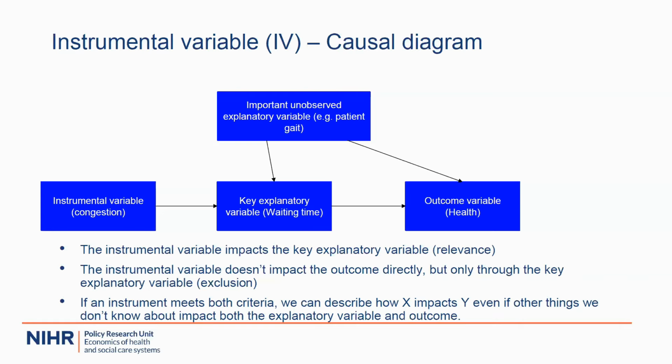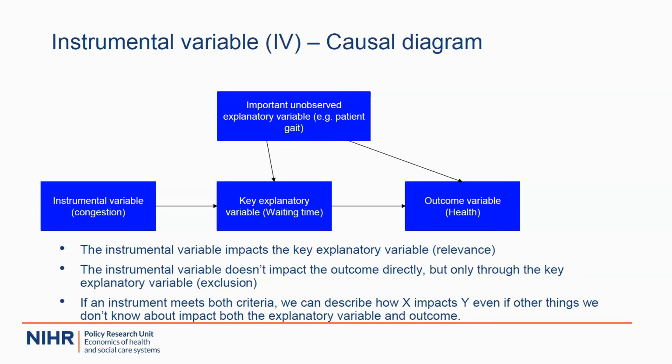We want to see if waiting longer means that one has worse outcomes. So the instrument affects that variable of waiting time, but it doesn't directly affect the outcome, which was the health. So how healthy a patient was 6 months after they had the procedure. In this particular example, we used congestion. And the idea was that people wait a different amount of time for lots of reasons which we've accounted for. And that's presented in the top box here.